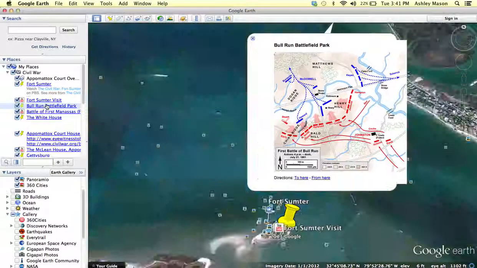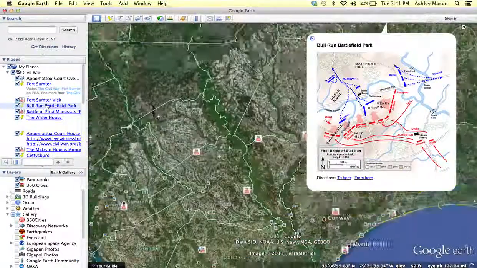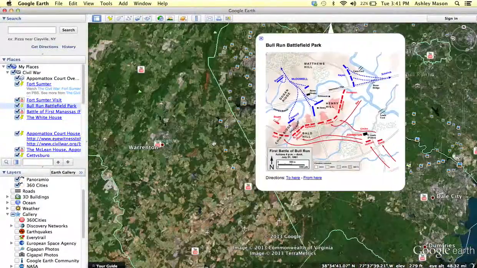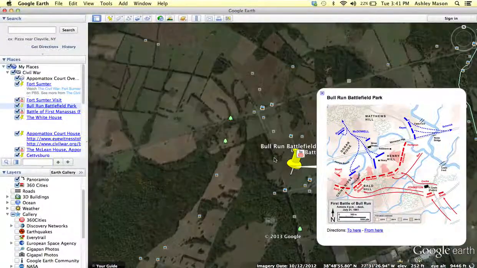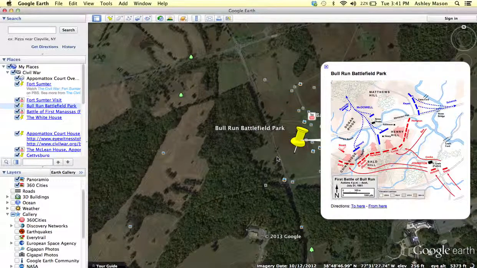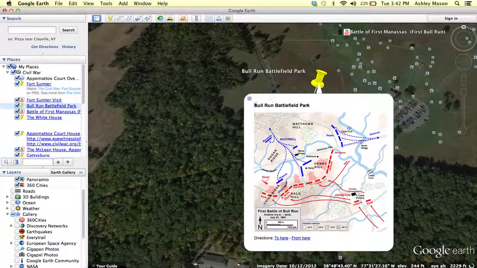Next up, we're going to take a trip to the first Battle of Bull Run. We're going to go to the Battle of Bull Run National Memorial Park. And at this park, I have included a map of where the troops came in from both sides for the first Battle of Bull Run.